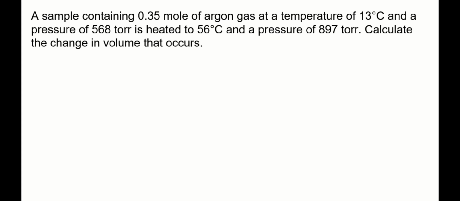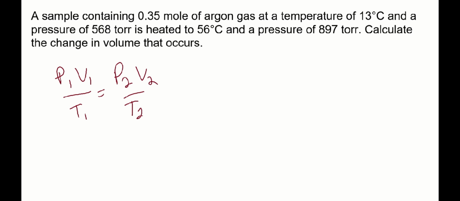So this problem describes a container of gas that changes conditions. And so you may be tempted to use the combined gas law, which goes like P1 V1 over T1 is equal to P2 V2 over T2. But after a closer look, you'll realize that you have two unknowns. You don't know the initial volume nor the final volume. And that's what the problem is asking you to find, the change in volume before and after.